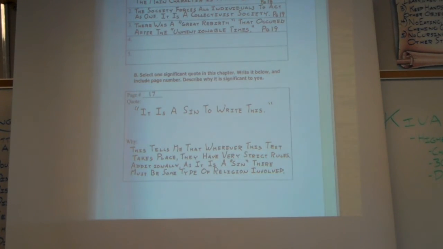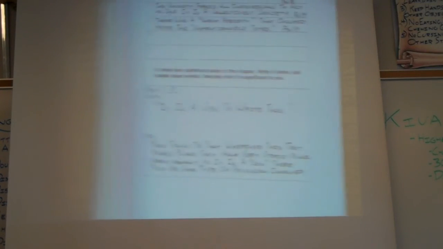This tells me that wherever this text takes place, they have very strict rules. Additionally, as it is a sin, there must be some type of religion involved. So I took apart the text, found out why it was important to me, but I also focused in on a key word, that key word being sin in this one.